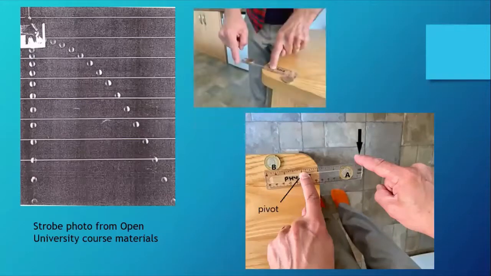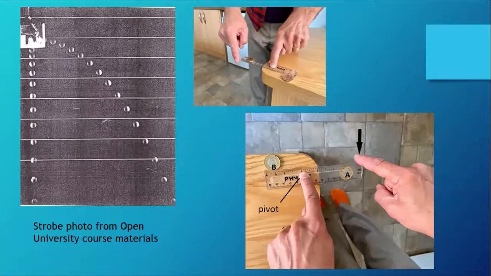Now, here on the right, I am holding a ruler lightly at the pivot point. I tap the ruler in the direction of the arrow with my right hand, with my finger. I usually ask students which coin will hit the ground first. Coin A drops vertically, coin B is projected sideways. And yes, both hit the ground at the same time.